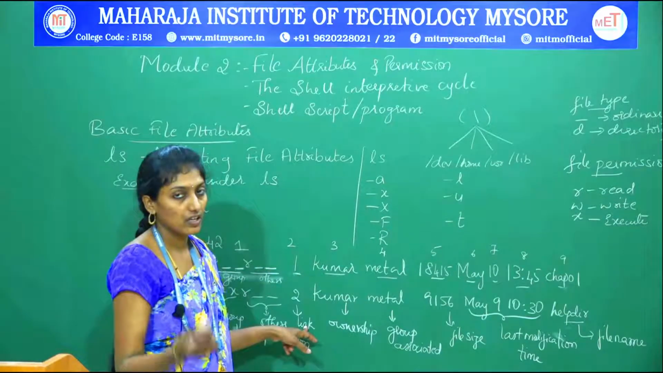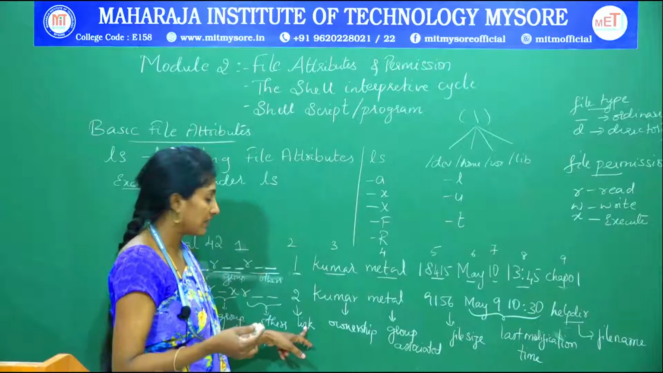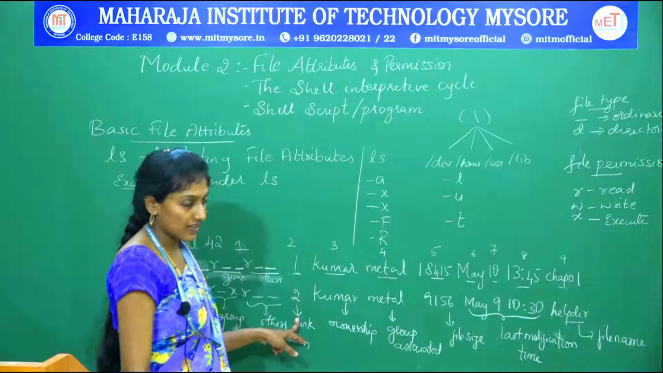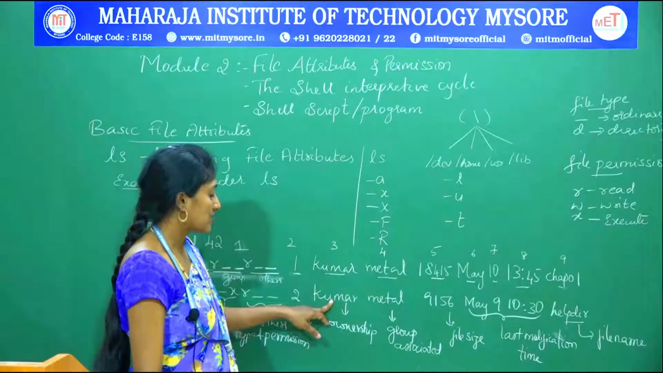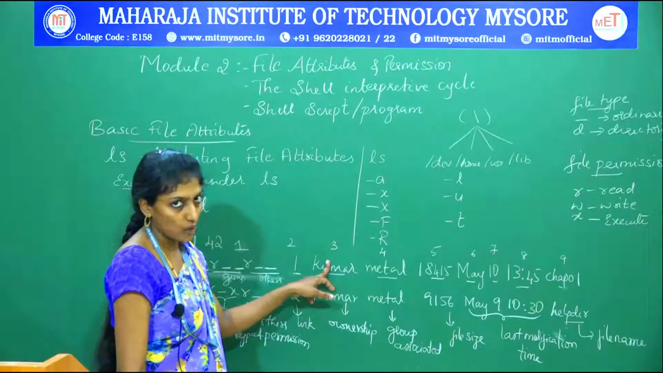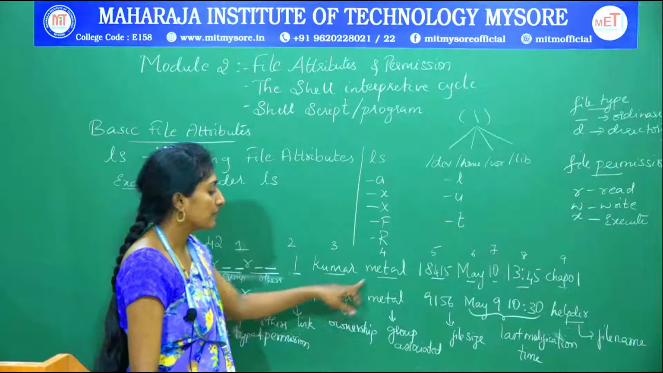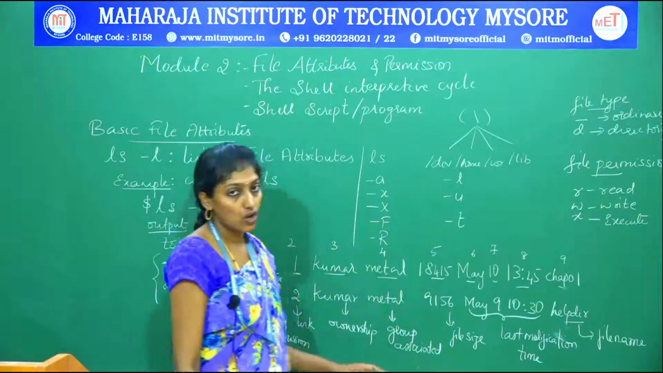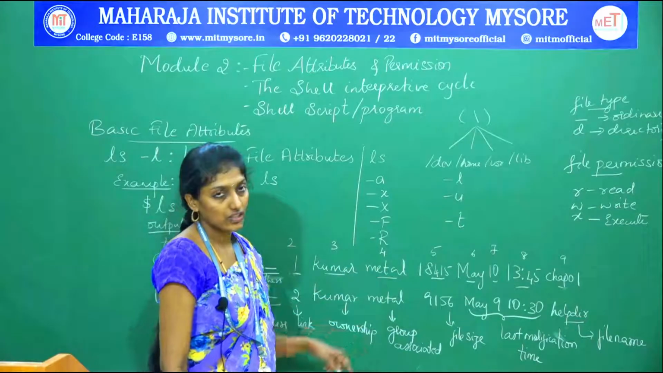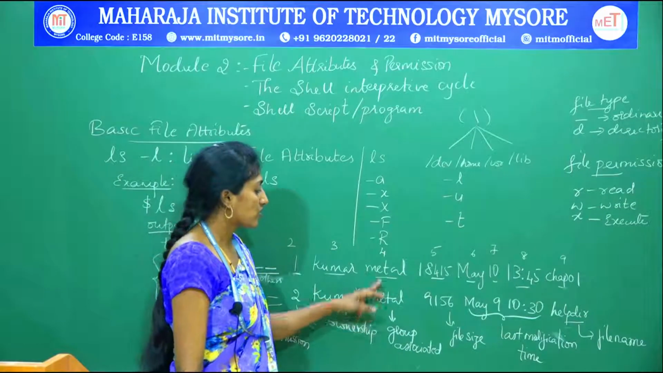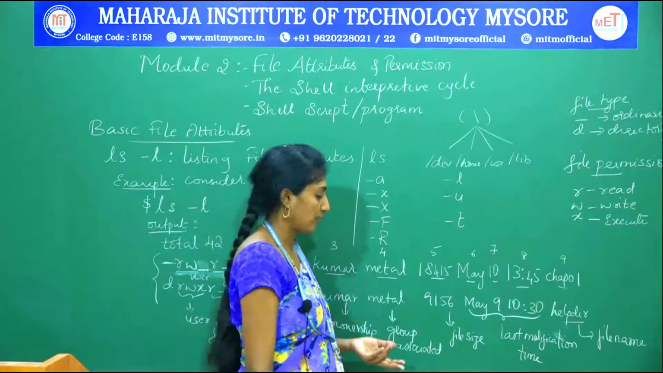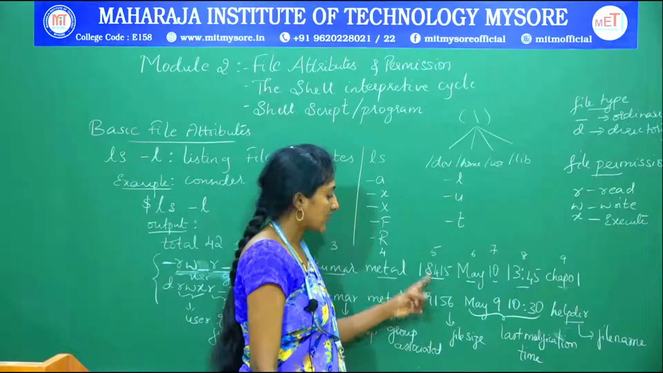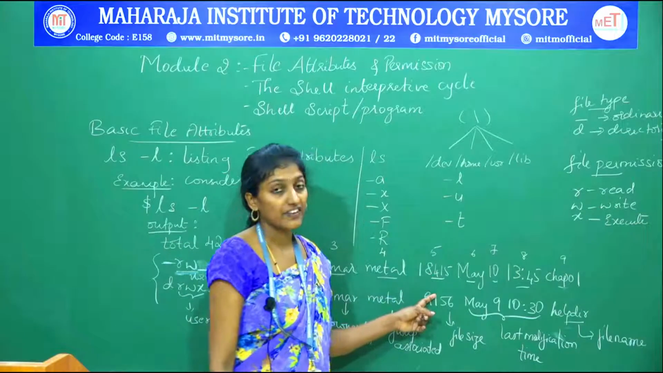Next, the second column represents link. The number of files associated with that particular file is represented with the link. And the third column is ownership. So the owner of this directory file and the other ordinary file is Kumar, and then to which group this file belongs to. That is the group associated with that particular file, which might be the metal group, or it might be a database group also. Next, the 5th column represents the file size.